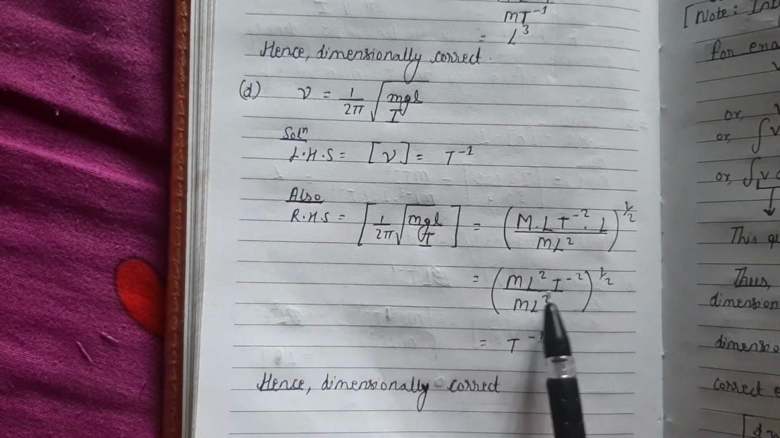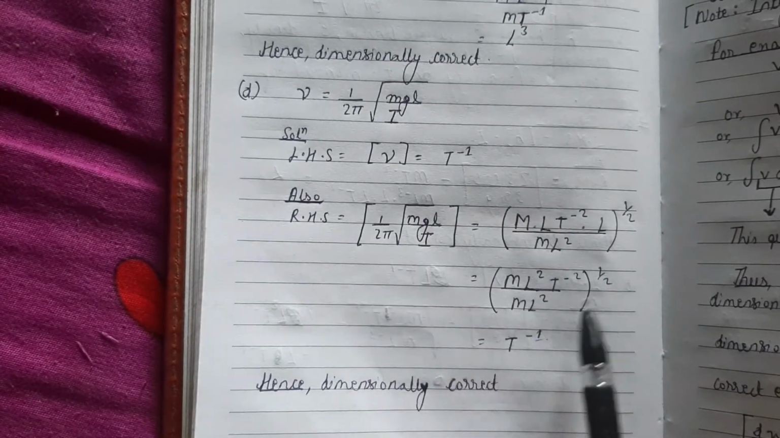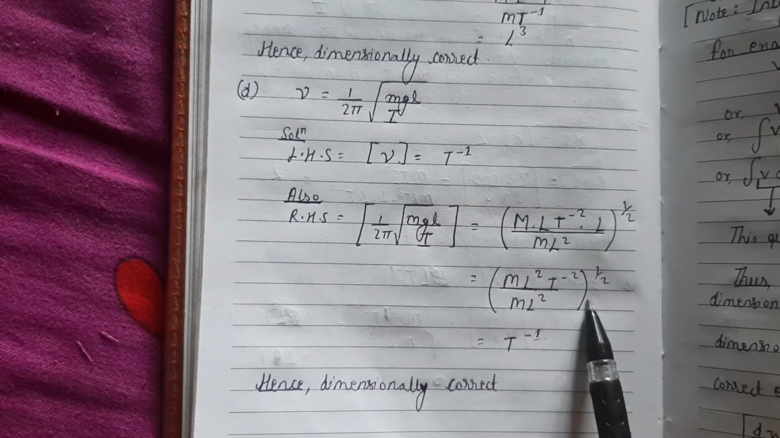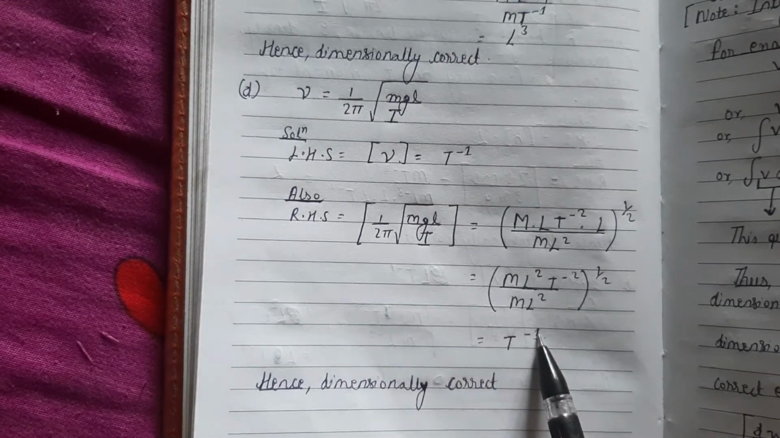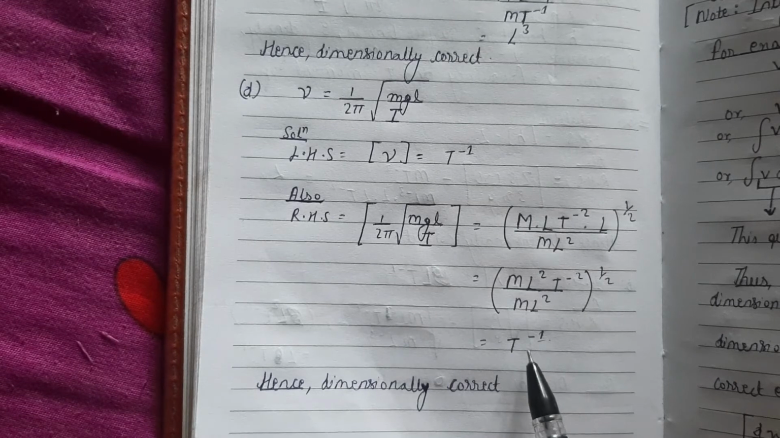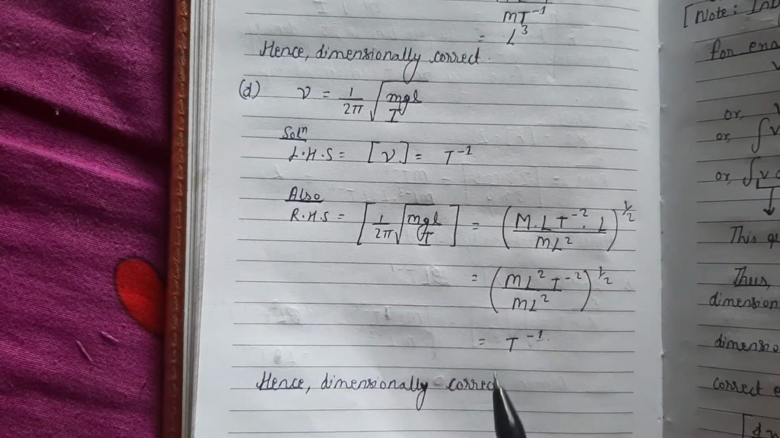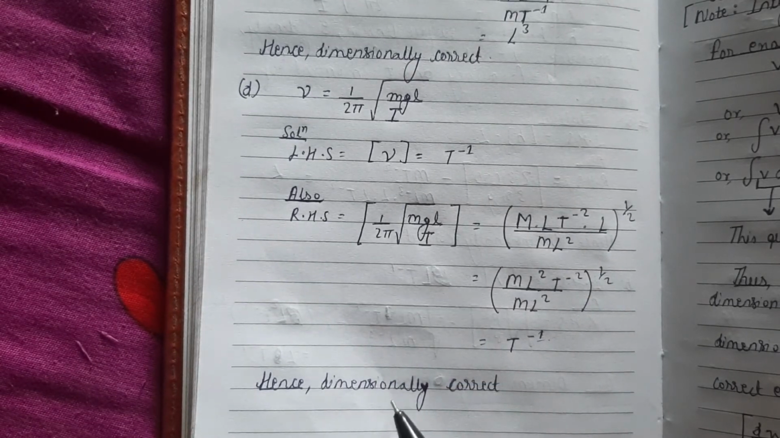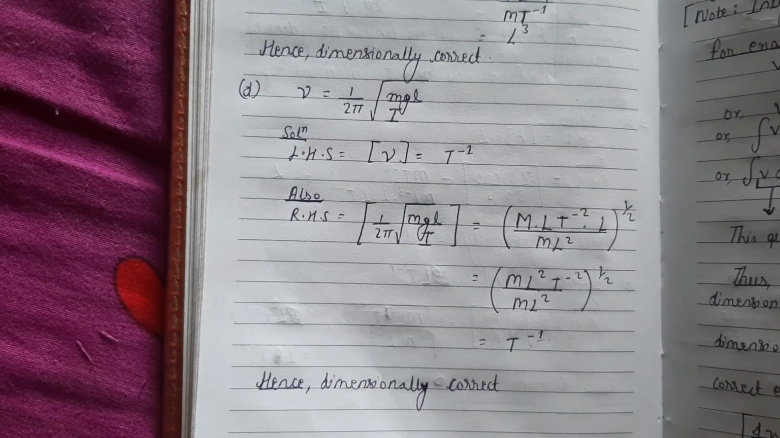It will become M L squared T to the power minus 2 divided by M L squared, to the power 1 by 2. On simplifying, we will get T to the power minus 1. Again, the dimension of right hand side and left hand side is the same, that's why it is also a dimensionally correct equation.